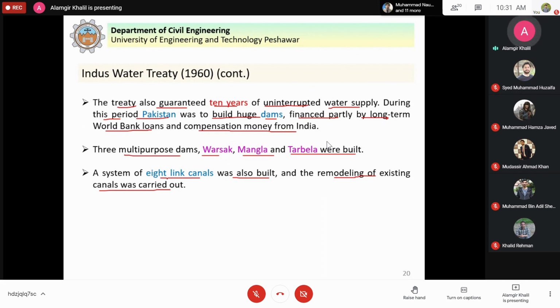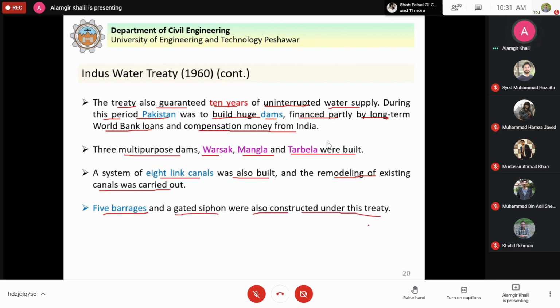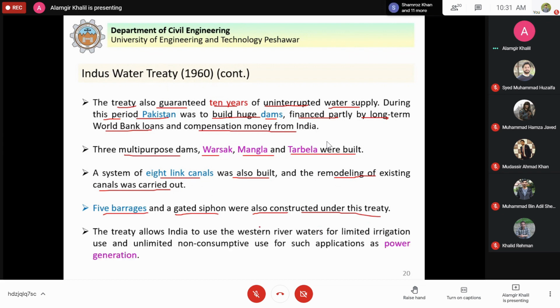These were the measures that Pakistan needed to take in case of reduction of water because of the control of India over the western rivers. 5 barrages and a gated siphon were also constructed under this treaty. The treaty allows India to use the western river waters for limited irrigation use and unlimited non-consumptive use for such applications as power generation.